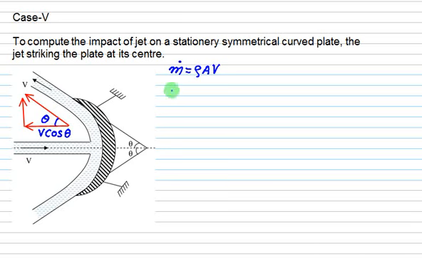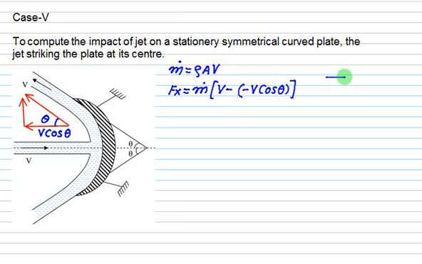But the force along the x direction can be obtained by taking the momentum balance along the x direction, which is equal to m dot. The initial value will be equal to v and the return value will be equal to minus, since it is a vector component, again, minus v cos theta.